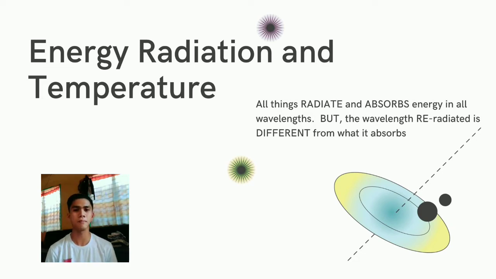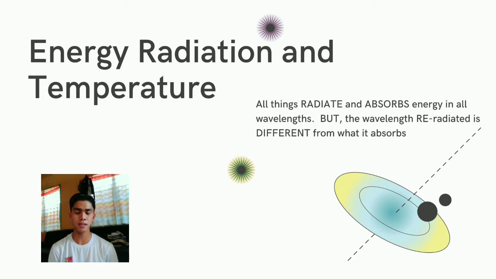Let's say for example the Earth. The Earth is absorbing. It is a body that absorbs the radiation from the sun. So the sun's radiation is being absorbed by the Earth, and at the same time, the Earth also emits its own radiation. But we have to take note that the wavelength radiated or emitted is different from what it absorbs.